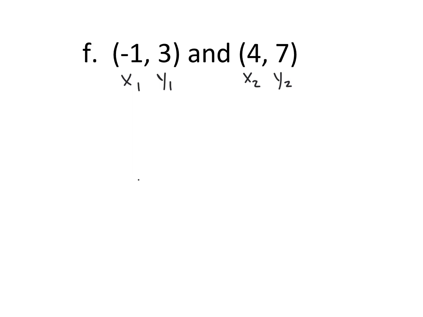All right, my slope is, on the top, we're going to do the y values. So y2 minus y1. So that would be 7 minus 3. Doesn't matter which point you start with, you've got to make sure you do it on the top and bottom.